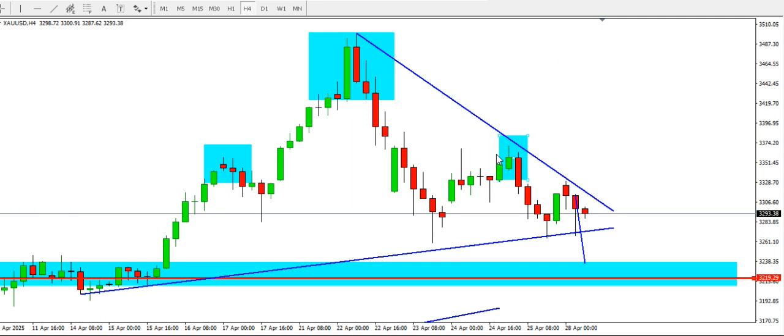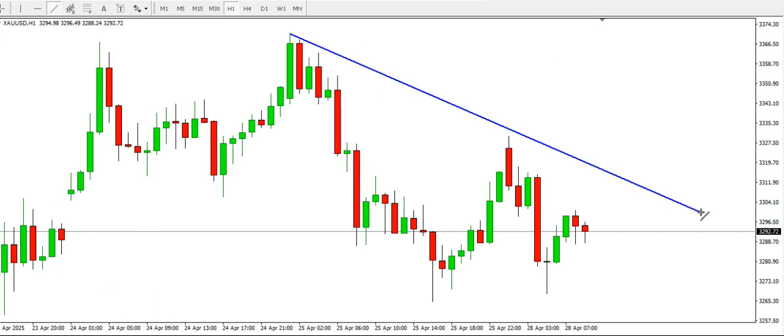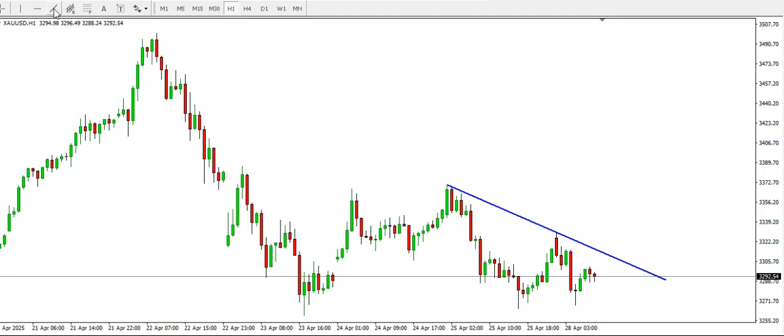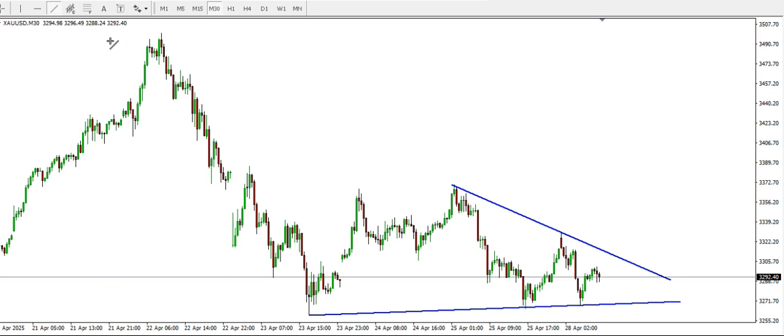We have a range in place. On the 1-hour time frame, we also have a range in place. Price is waiting for a particular news for price to find direction on the 1-hour time frame. On the 30 minutes time frame, price is also ranging, but we can see that we are having lower highs. This is a high, this is a low, lower high, higher low, lower high. So price is ranging downwards, so we might expect price to break lower.